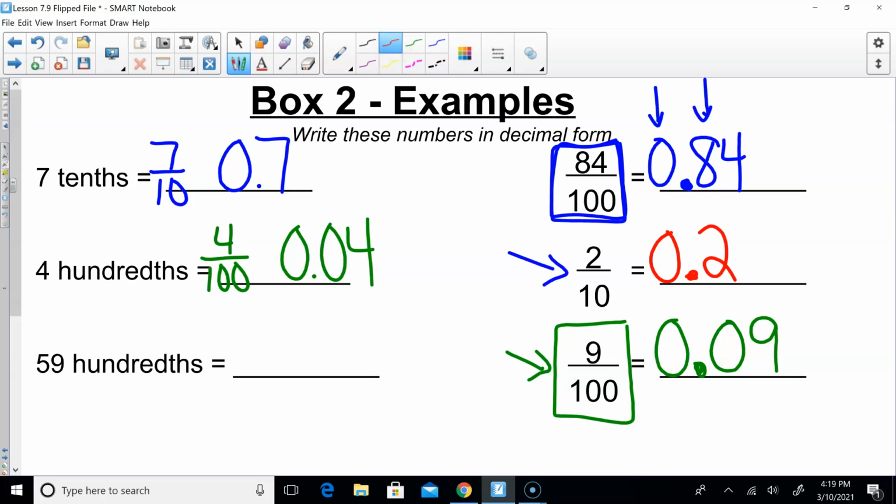Last but not least, we got 59 hundredths, so 59 would be my numerator, 100 would be my denominator, and now it looks very similar to this problem right here. I got 2 place values, so I put 0.59, because I have no wholes, so I have 5 tenths and 9 hundredths, so 59 hundredths. So you can pause the video now, write down these examples to help you out as you move through today's lesson.